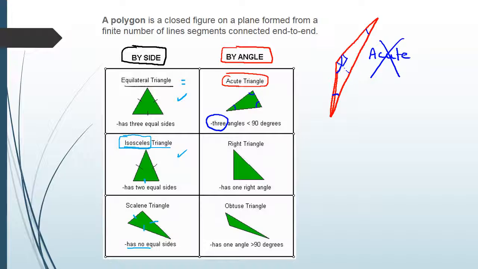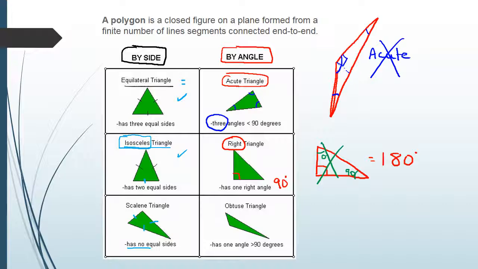A right triangle has to have one that is exactly 90. And it is impossible to have more than one 90-degree angle in a triangle because a triangle has to add up to 180 degrees. And so if this is 90, the other two have to add up to 90. And so you couldn't have one be 90 and one be 0, right? So that won't work. All three angles need to add up to 180 degrees.